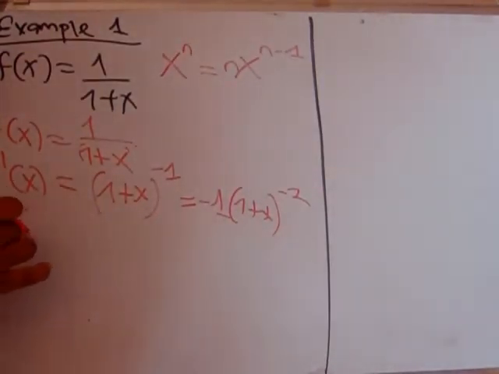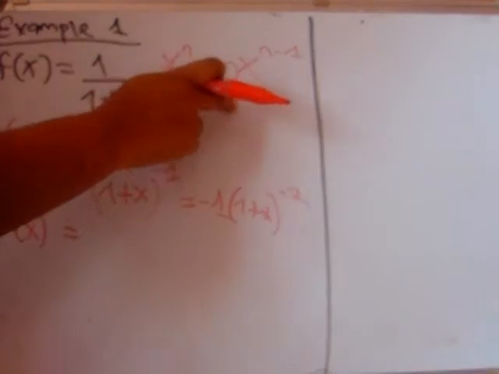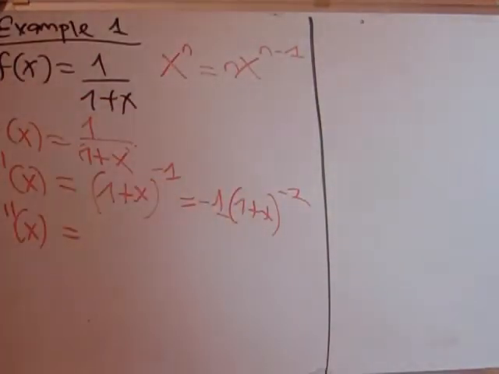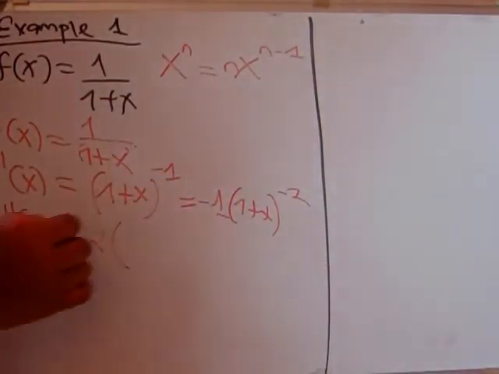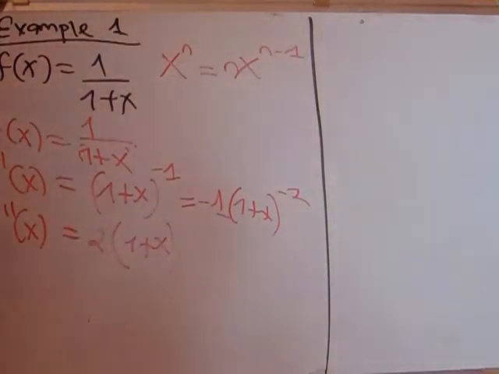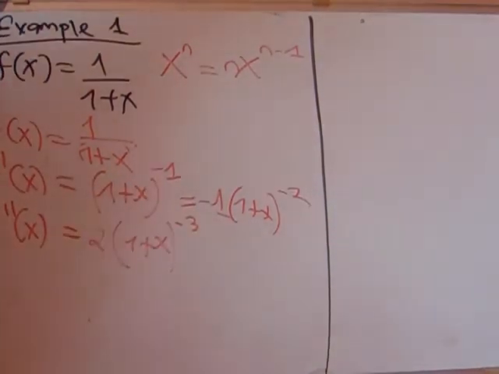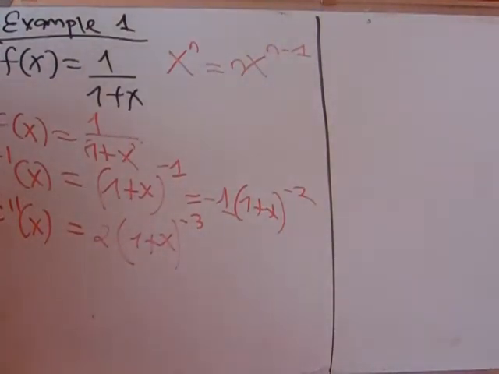Then the next thing is f prime prime of x. You already have f prime of x, right? So all we do is derive it a second time. Applying the same method, we have -2 times -1, that's 2, then 1 plus x to the -3. And that's it. We have our derivatives f prime of x and f prime prime of x, as well as our function f of x.